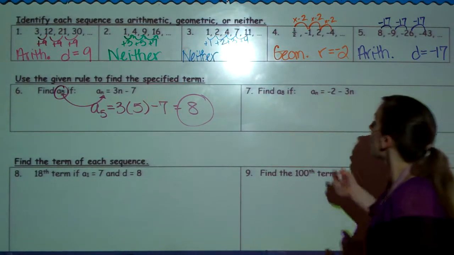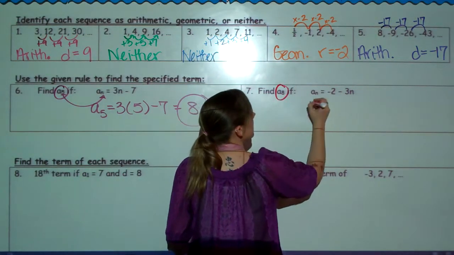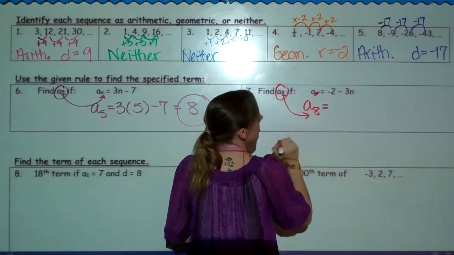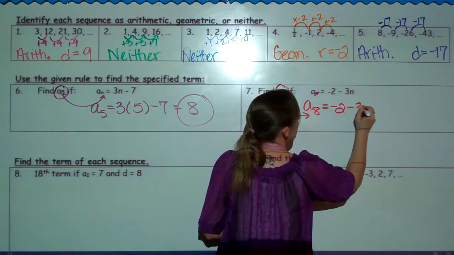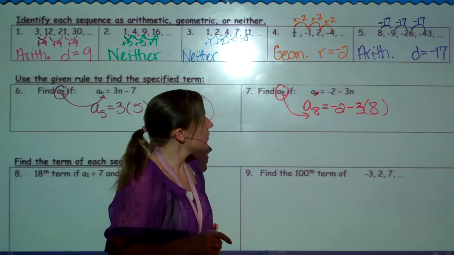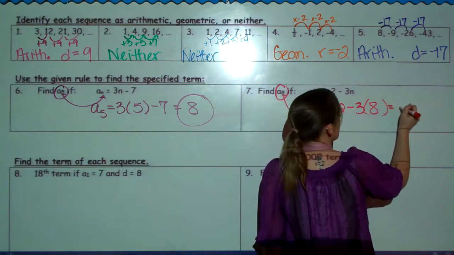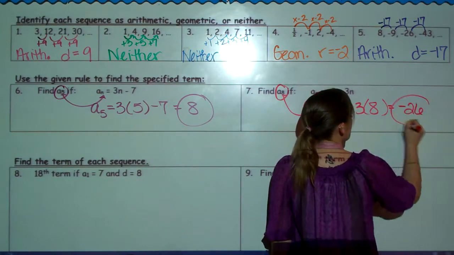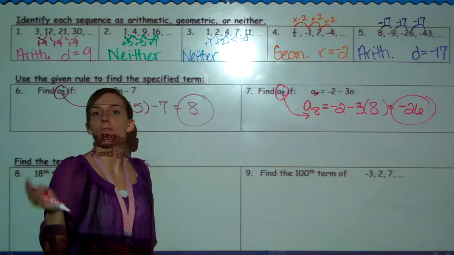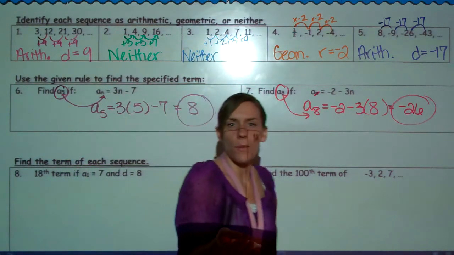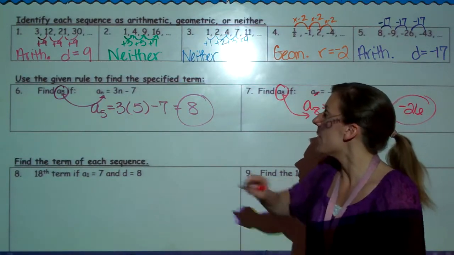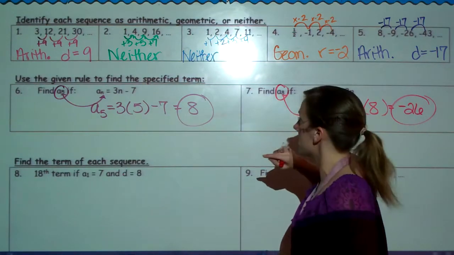Okay? So a sub 8 means I take out the n and I put in an 8, kind of like a function. So -2 minus 3, take out the n, put in an 8. So that's -2 minus 24, which is -26. Okay? So it's just another type of notation. So it does kind of remind me of functions where you're taking out the variable and you're putting in a number. And that's the rule that we're using in this case.